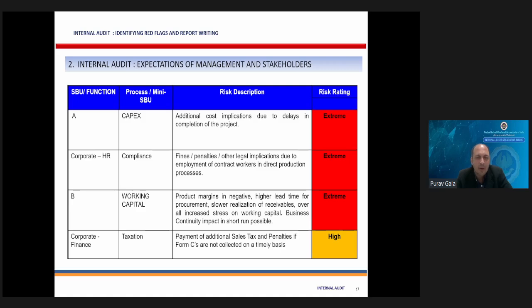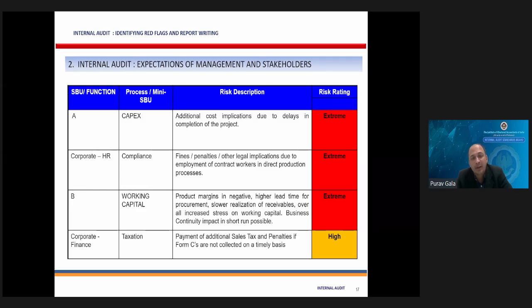Product margins for his business is negative. There is higher lead time for sourcing materials. Realization of receivables is extremely slow. There is a stress on working capital. He, in fact, even mentions that business continuity impact is also possible in corporate.